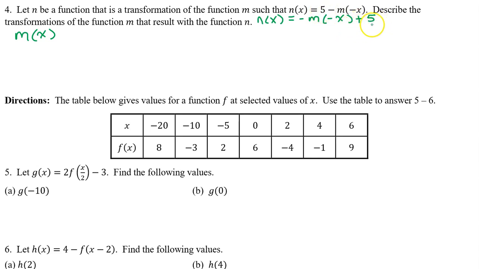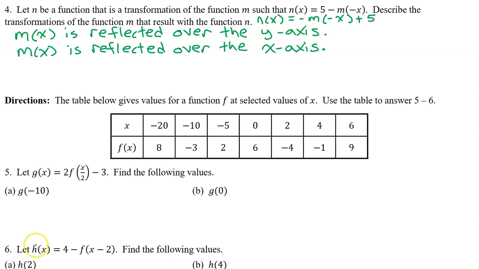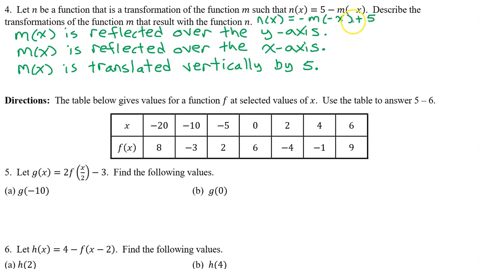and it becomes a plus 5. Now let's work from the inside out. A negative on the inside of the function is a reflection over the y-axis. So m of x is reflected over the y-axis. M of x is also reflected over the x-axis because of the negative in the very front. Finally, a plus 5 on the outside of the function means m of x is translated vertically by 5, which means a shift up 5.